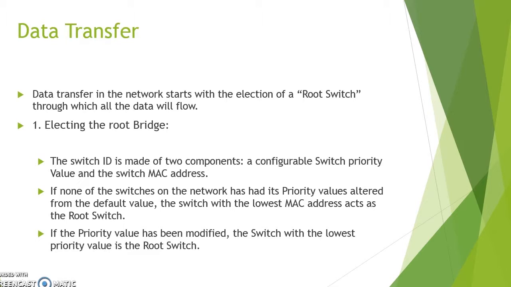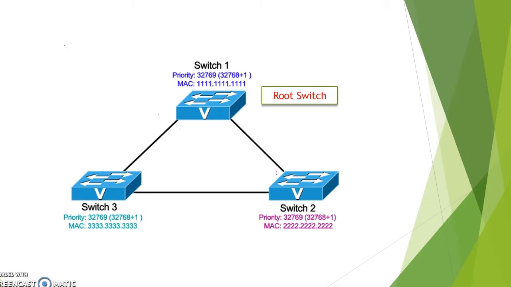Data transfer begins with the election of a root switch through which all the data will flow. Now, let us see how the election of the root switch happens. The switch ID is made of two components, a configurable switch priority value and the switch MAC address. If none of the switches on the network has had its priority value altered from the default value, the switch with the lowest MAC address acts as the root switch. If the priority value has been modified, the switch with the lowest priority value is the root switch.